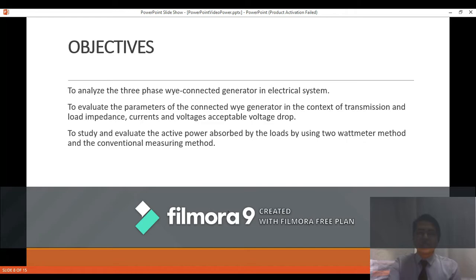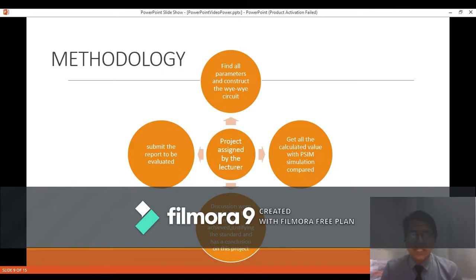Okay, next we continue with the objectives. First, to analyze the three-phase Y-connected generator in the electrical system. Two, to evaluate the parameters of the connected Y generator in the context of transmission and load impedance, currents, and acceptable voltage drop. And three, to study and evaluate the active power absorbed by the load by using the two-wattmeter method and the conventional measuring method.